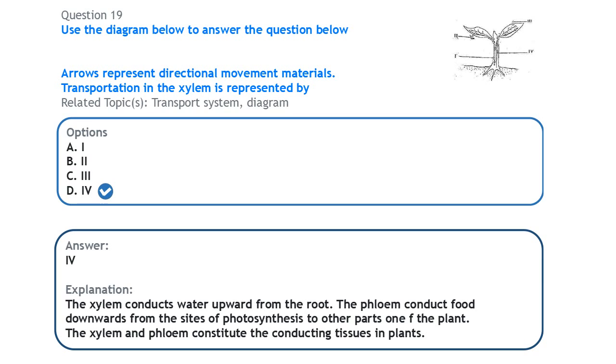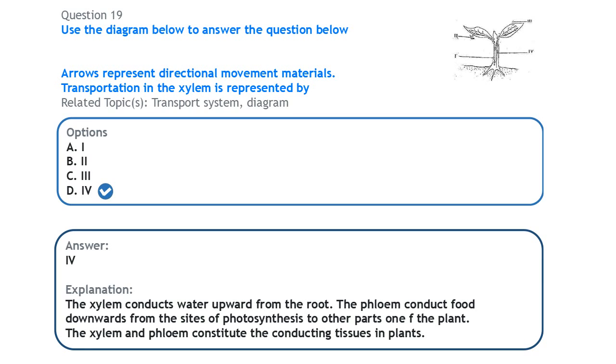Well, the movement down would be through the phloem. The phloem is the conductive tissue in plants that carries photosynthates. Photosynthates are the food that is manufactured from photosynthesis, the product of photosynthesis.